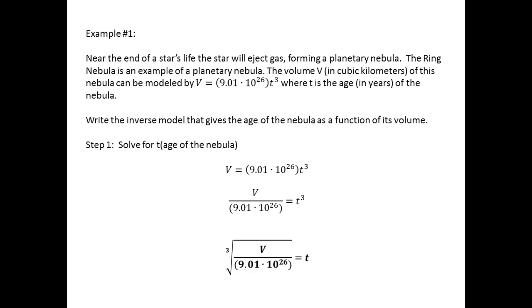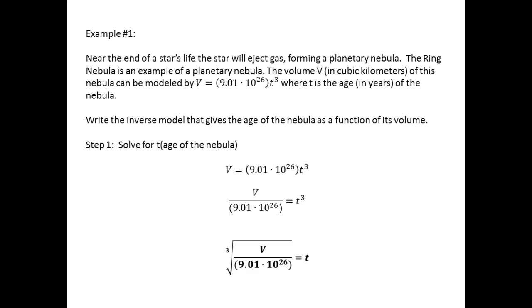So you get given the equation where V is the volume and T is the age in years of the nebula. Now, you may be asked to write the inverse model that gives the age of the nebula as a function of its volume. Now, you could go find the inverse of this equation, or you can use the method that I will show you here. You're going to solve for T. So, no numbers yet, you're just solving for T. Now, you know how to undo a cube. You're going to use cube roots.